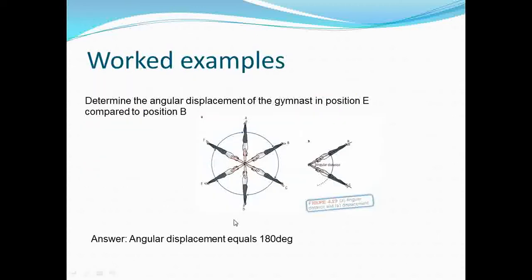So in the first example here, we've been asked to demonstrate the angular displacement of the gymnast in position E compared to when they're in position B. And the answer to that question is that they have travelled 180 degrees from their starting point, which means that the angular displacement equals 180 degrees.